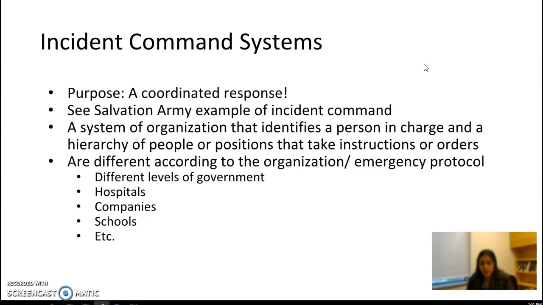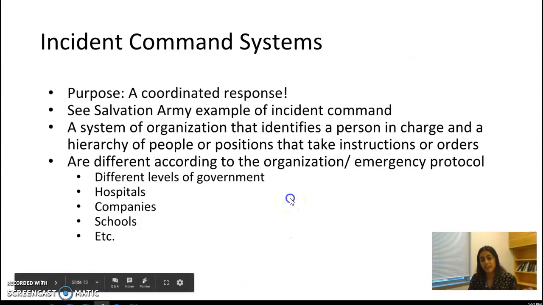So according to the organization and emergency protocol, there might be different ICS systems. It might be different in a hospital. It might be different in a company, a school, in the government. So many organizations, especially hospitals, will have incident command protocols and systems, just to manage emergencies the best way that they can, because at the time of the emergency it's just chaos.